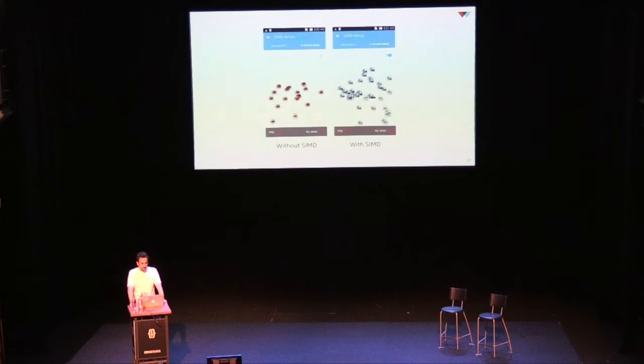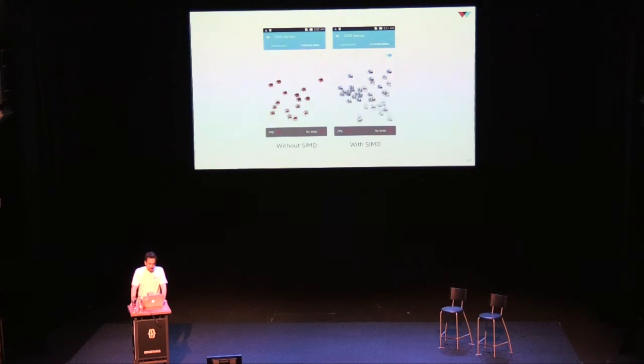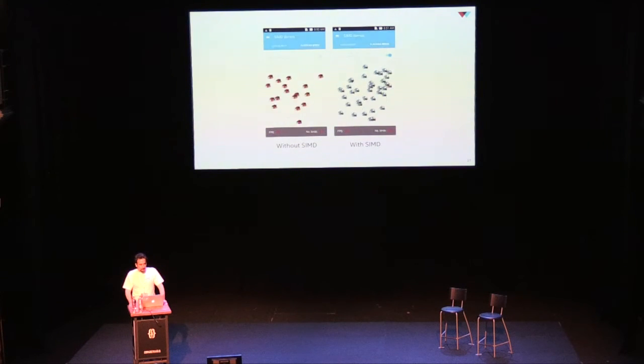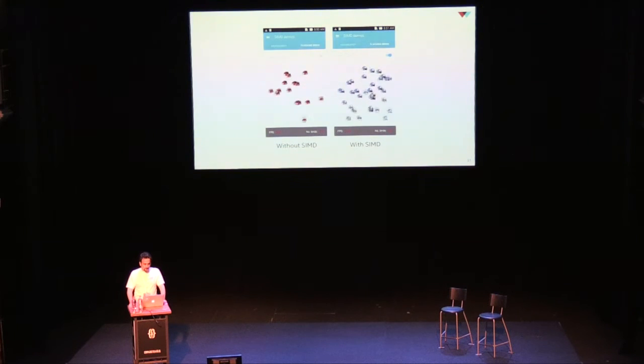So in this example here, that was also in the demo outside, we try to show as many birds as possible and still keep the 30 FPS. And the one on the right is using the SIMD enhancement. And as you see, we have about twice the birds with this demo. So it's not bunnies, but it works.